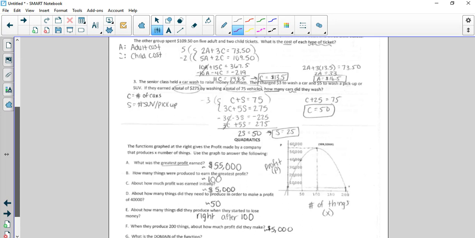Now you know there was a total of 75 vehicles, which is C plus S. Number of cars, number of pickups equals 75. This one is good for substitution or elimination. Substitution would be very easy. Just move the S over or the C over. Or you can multiply by negative 3 or negative 5. I always suggest if you're going to do elimination, eliminate the smaller amount. So instead of eliminating the 5, eliminate the 3. You get S is 25 and C is 50. Again, you should say 50 cars, 25 pickups.